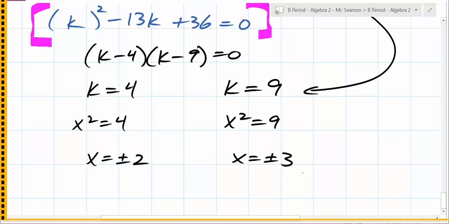There are actually 4 answers to this. Plus or minus 2, or plus or minus 4. Oh, sorry, plus or minus 2, or plus or minus 3. It's kind of cool. I like it.